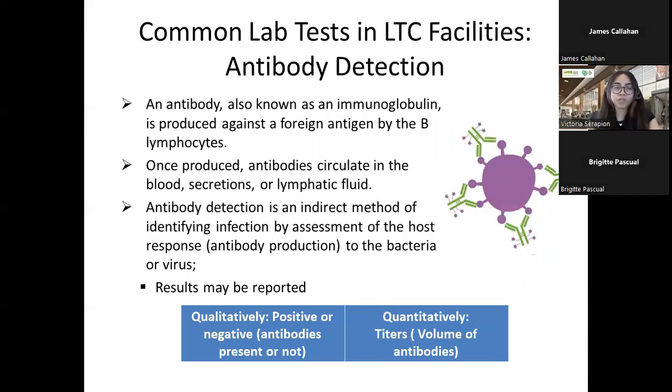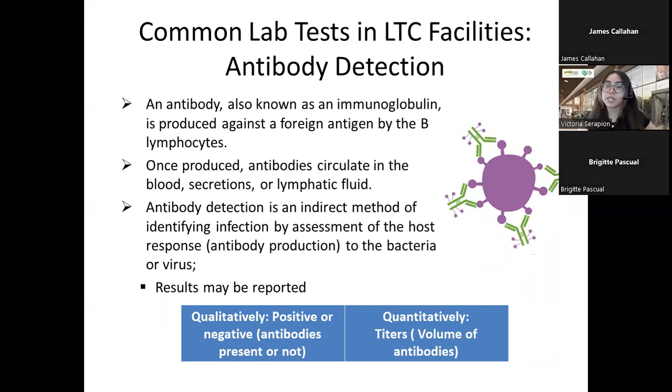Antibodies, once again, are Y-shaped proteins that attach to the antigen, and your immune system will call for these antibodies, also known as immunoglobulins, that are produced by your B cells, developed from your bone marrow. This process is also known as humoral immunity, as it's when the antibodies facilitate the removal of the agent, and they circulate through the blood, secretions, or lymphatic fluids in order to do so.